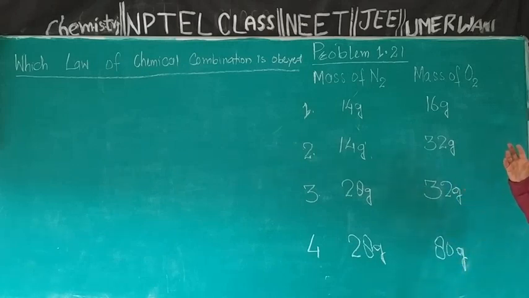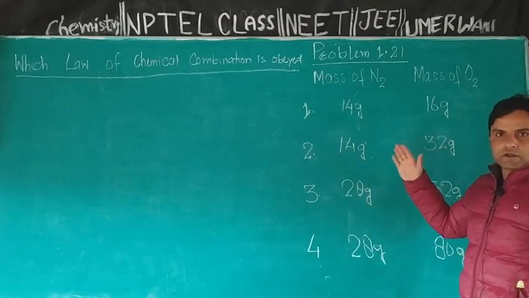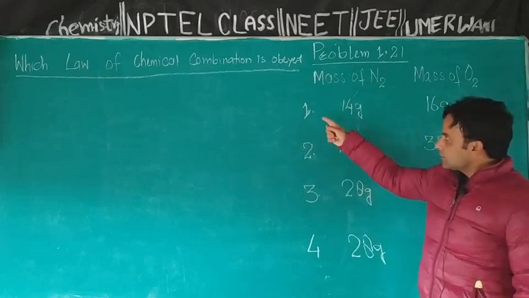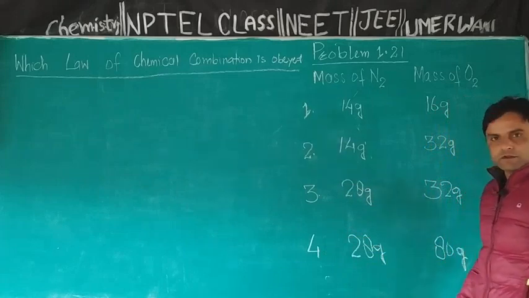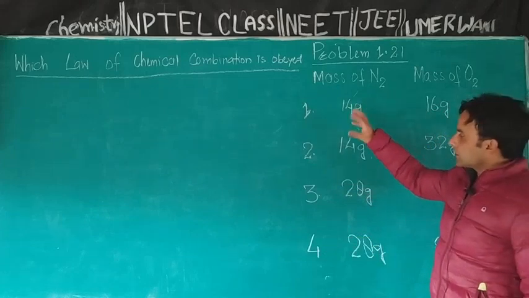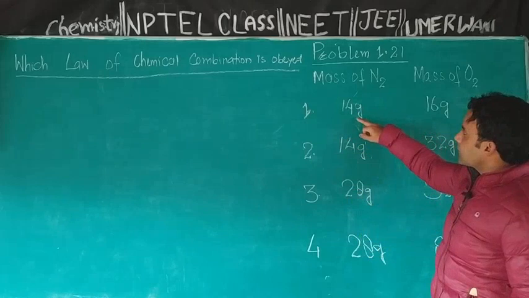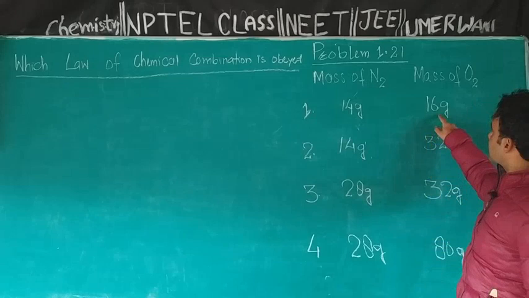Dinitrogen and dioxygen, I mean N2 and O2, react with each other and form different compounds. The total number of compounds formed by dinitrogen and dioxygen is 4, and for these 4 compounds we are given that the reacted mass of dinitrogen is 14 gram and the reacted mass of oxygen is 16 gram in compound 1.